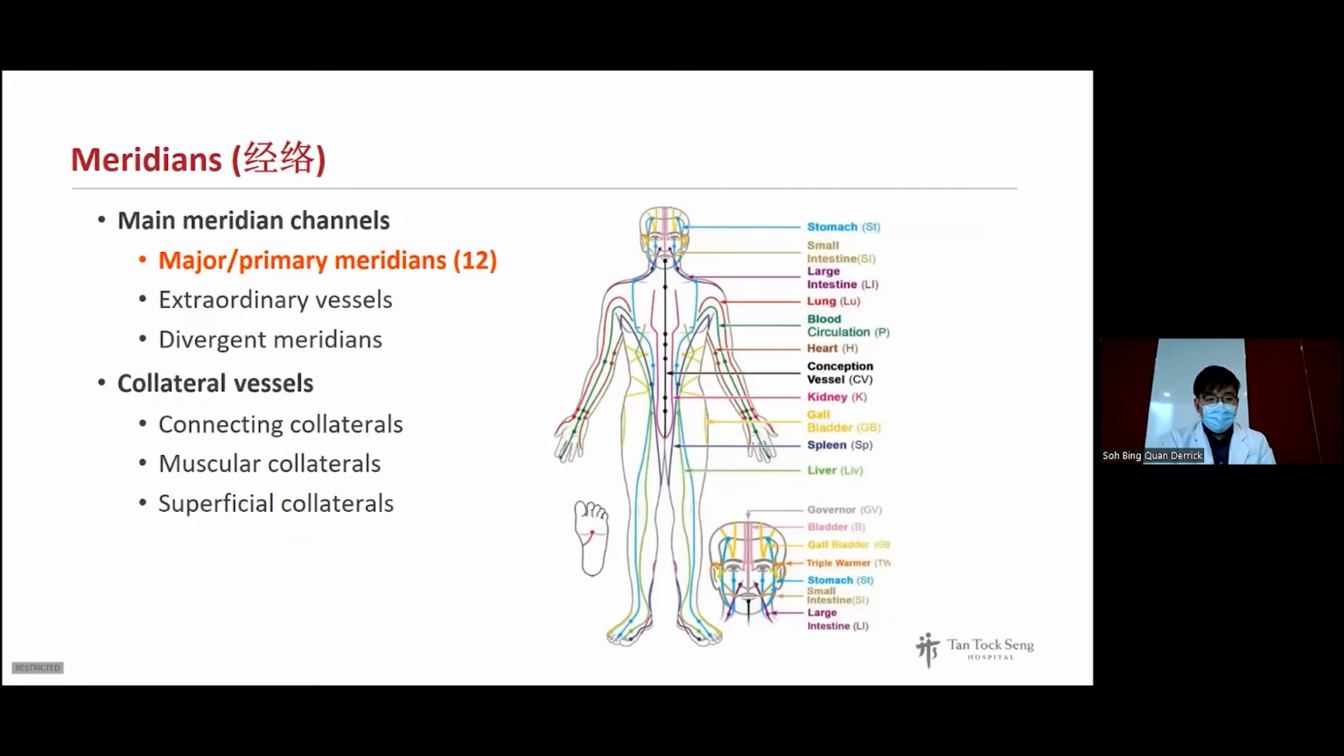In our body, usually we classify the main meridian channels and also collateral vessels. This is just to let you all know, we have many meridians in the body. The main or primary meridians, we have 12. If you can see the picture, all of these are the main 12 meridians that we use. These are the meridians that we commonly use when we treat patients. For acupuncture, we usually use these 12 meridians. And then we have the extraordinary vessels and divergent meridians. Okay. You can see that the meridians pass through from the head all the way down to the legs. So it's connected throughout the body.